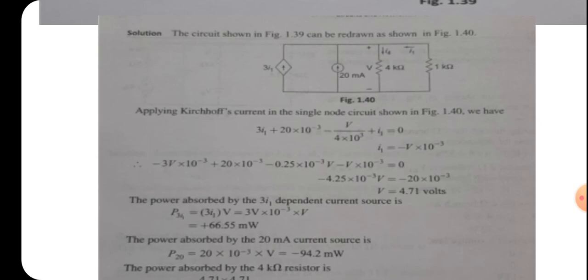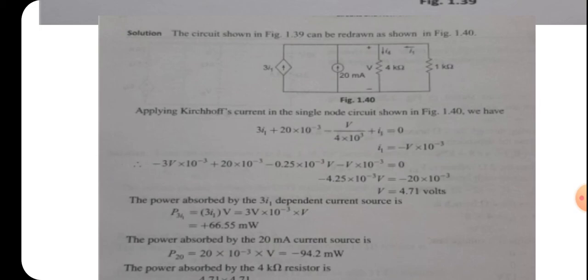I4 is the current through the 4 kilo ohm resistor, and if we are assuming there is a voltage V across the 4 kilo ohm resistor, then we can write I4 in terms of V and 4 kilo ohm. So instead of I4 we are writing V by 4 kilo ohm, that is V by 4 into 10 raised to 3. Since I4 is flowing from higher potential to lower potential, and the terminals of V are marked positive on the upper side and negative on the lower side, I4 will be equal to minus V by 4 into 10 raised to 3.